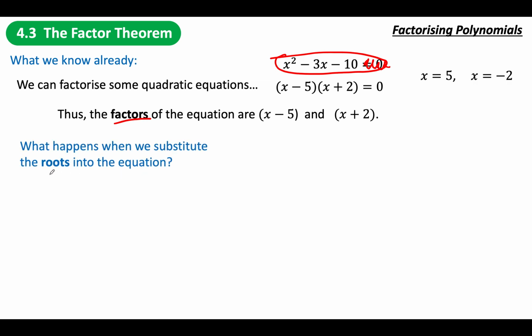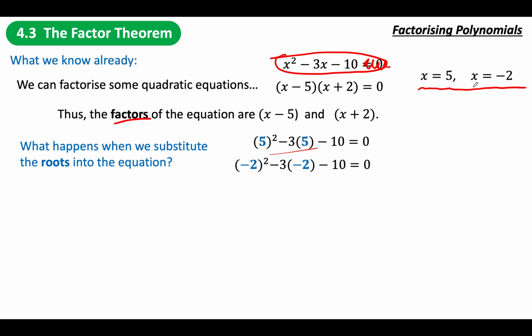What happens when we substitute the roots into the equation? Now, the roots are just another name for the solutions here. x is 5 and x equals negative 2. You probably already know what happens when we do this. But let's say we substitute 5 into my original equation or expression, and it equals 25, take away 15, take away 10 is 0. Did I say 2? I meant 0.